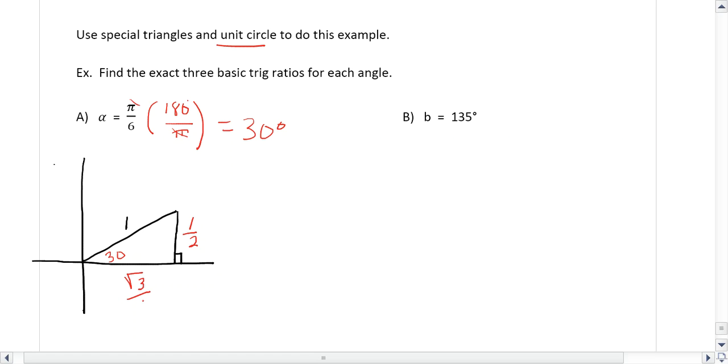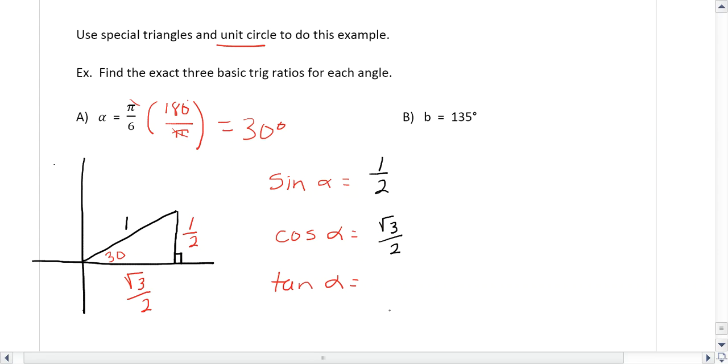I pause a moment to check what quadrant I'm in to make sure these are the right signs, and in quadrant 1, both x and y are positive. Now I'm ready to do the 3 trig functions. Sine is opposite over hypotenuse. 1/2 over 1 is 1/2. Cosine is adjacent over hypotenuse. So square root 3 over 2 over 1 is just square root 3 over 2.